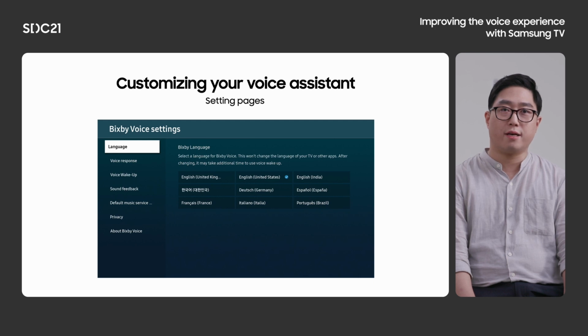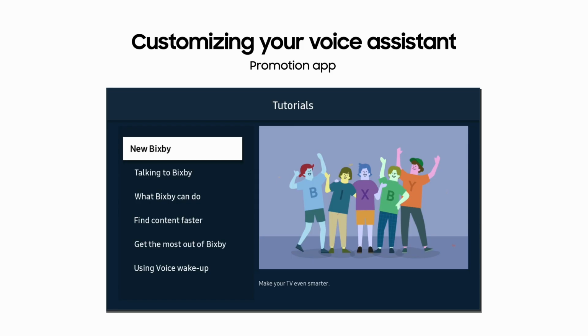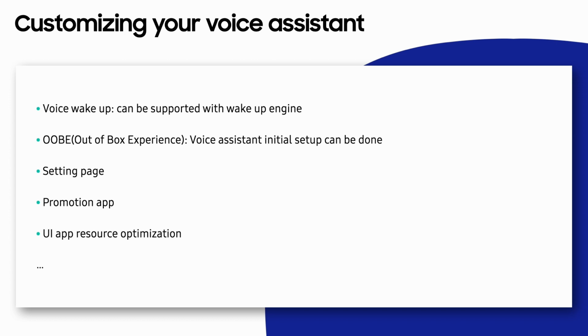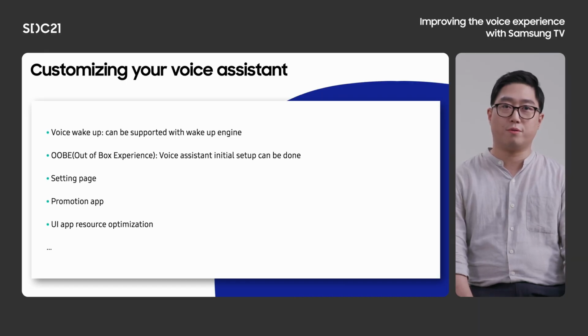In addition, a setting page for changing detailed settings specialized for the assistant, or a promotion app that promotes the target assistant and helps to switch to the assistant can also be supported. We can also help with UI app resource optimization. For example, the partial UI app may have more limitations than the full UI app. This ensures there is no problem with partial UIs being performed with any TV scenarios. We can discuss this with you in more detail when you incorporate a new assistant.